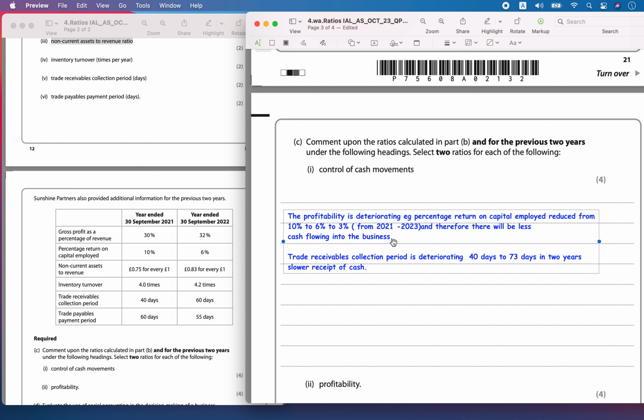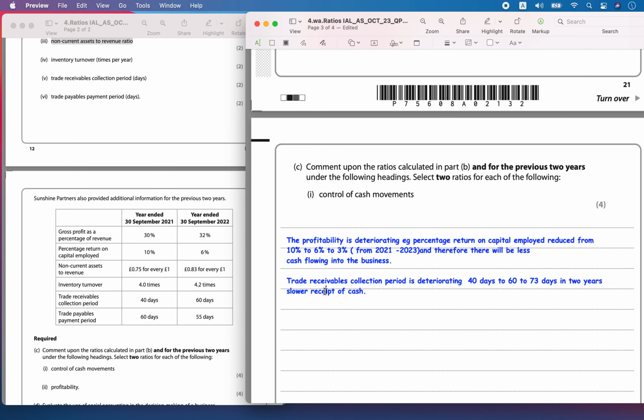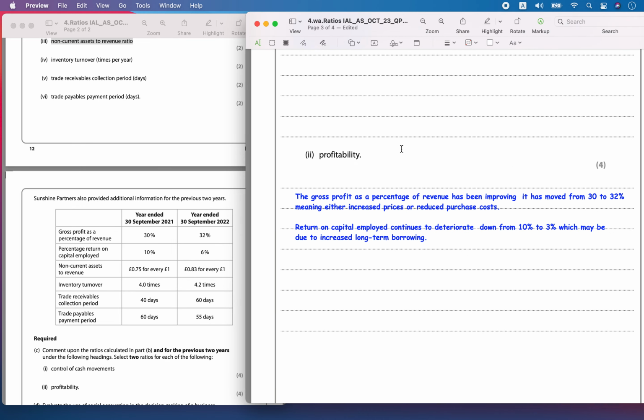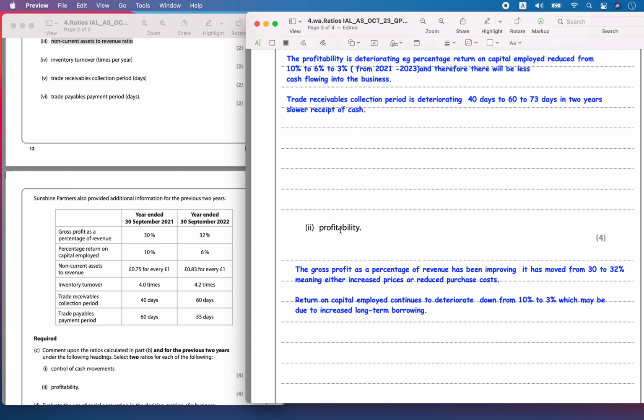Then also trade receivables collection day period. This has deteriorated from 40 days to 60 to 73 days now, in the 2 years. So it has become like this, which means that there is a slower receipt of cash. So cash is also coming into the business very slowly, it's taking a longer time. So less cash inflows are happening.